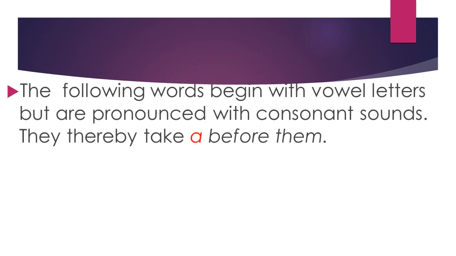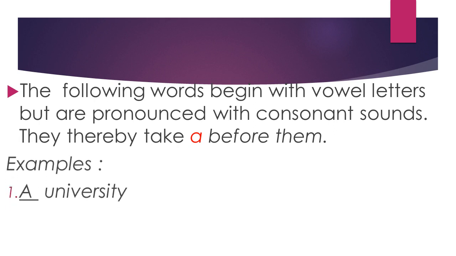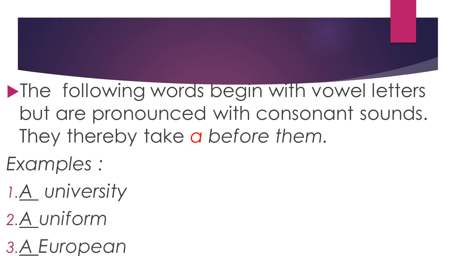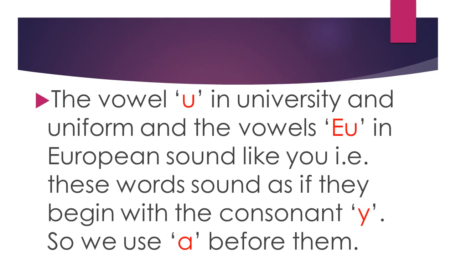The following words begin with vowel letters but are pronounced with consonant sounds. They thereby take a before them. For example, a university, a uniform, a European. The vowel U in university and uniform and the vowels EU in European sound like U, Y-O-U. That is, these words sound as if they begin with the consonant. They are not giving us the sound of vowel. That is why we use a before them.